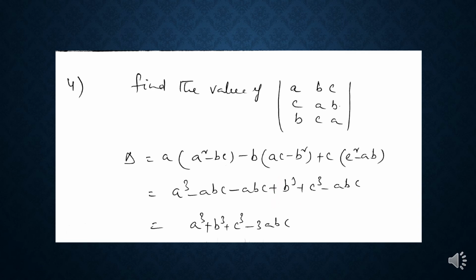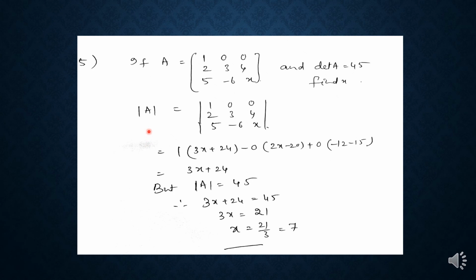Next problem. A is equal to the matrix with rows 1, 0, 0; 2, 3, 4; 5, minus 6, x, and given that det A is equal to 45, find x. So in this problem we have the matrix A with an unknown variable x, and given that the determinant of A is equal to 45, we have to find the value of x.